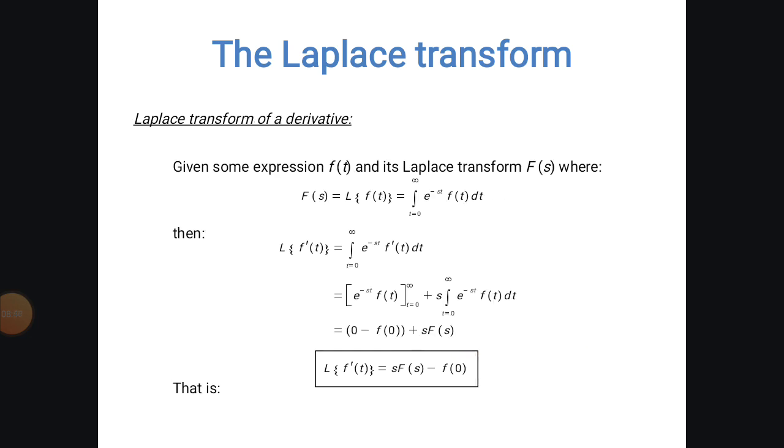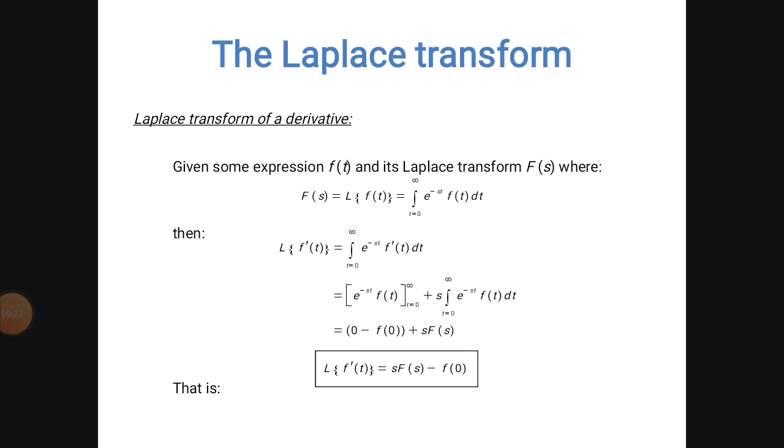Okay, then next is Laplace transform of derivative. What I have said now, we can derive that. That is, for some given f of t and its Laplace transform F of s, where F of s is the Laplace transform of f of t, this is our definition, integration 0 to infinity e raised to minus st f of t dt. Then the Laplace transform of f dash of t is defined as, we just change our f by f dash, that is integral 0 to infinity e raised to minus st f dash of t dt.